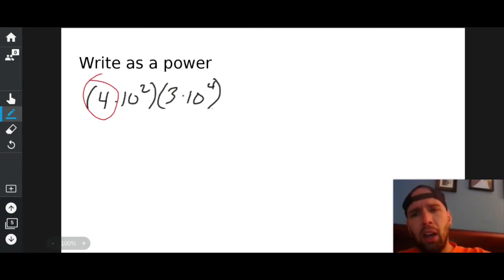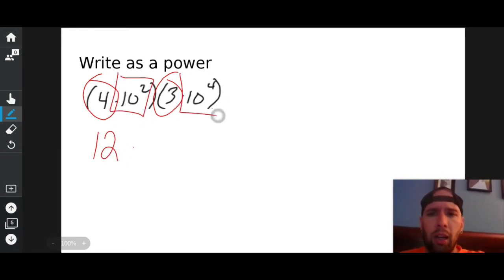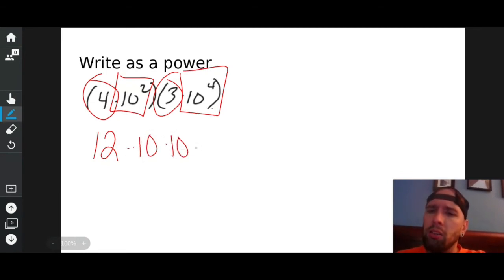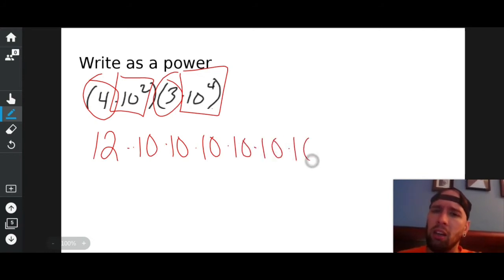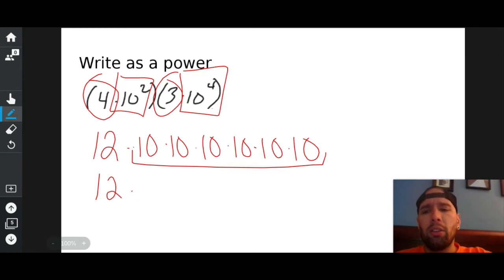Well, these guys are just kind of their own thing. So I'm going to multiply those together, 12. I have 10 squared, and I have 10 to the 4th. 10 squared is 10 times 10. 10 to the fourth is 10 times 10 times 10 times 10. How many 10s do I have? These 10s, there's 6 of them. So I have 12 times 10 to the 6th power.